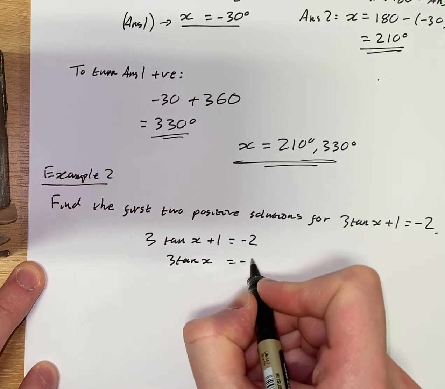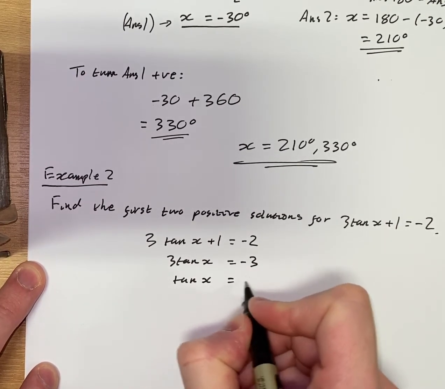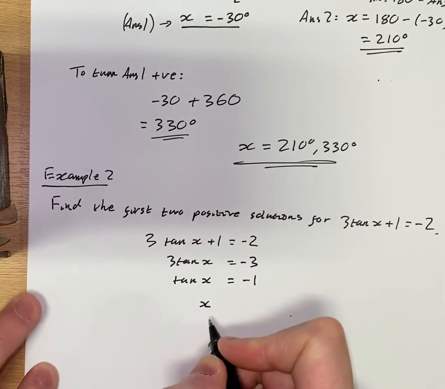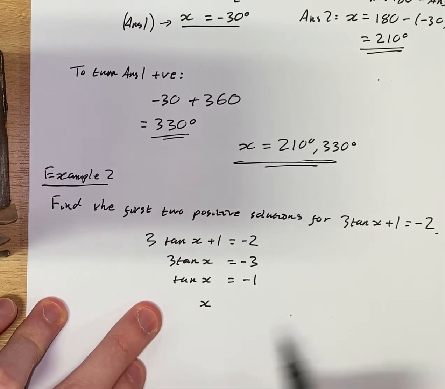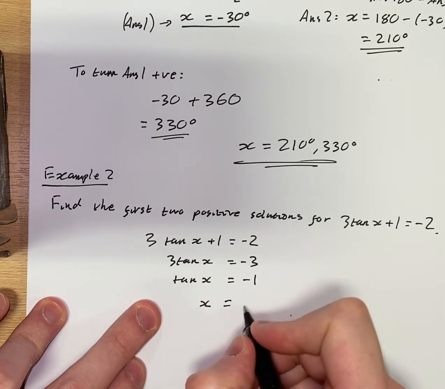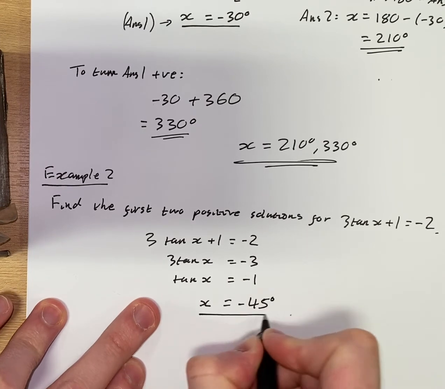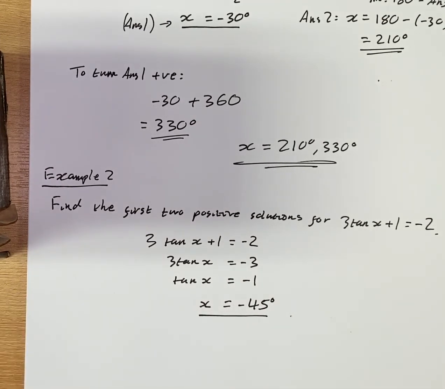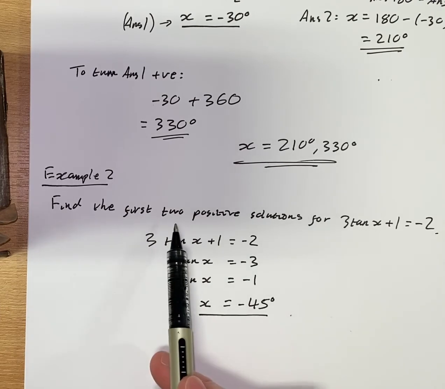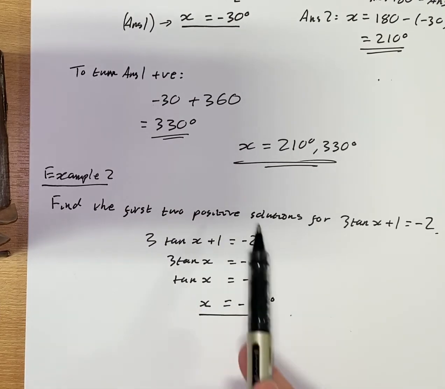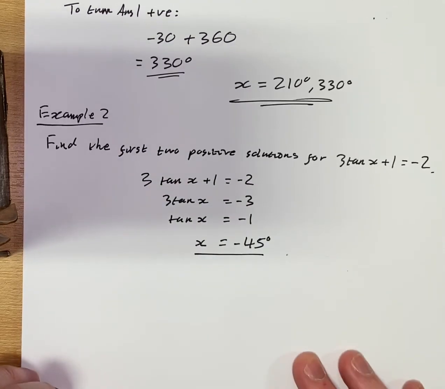take 1 from both sides, that gives us 3 tan x equals negative 3, which means that tan x equals negative 1. If you then put this into your calculator, shift tan and then negative 1, we get x equals negative 45 degrees. Again, that might be totally acceptable as an answer, if not for the fact that we are asked specifically for the first two positive solutions. Because it specifies positive, we now need to change this.